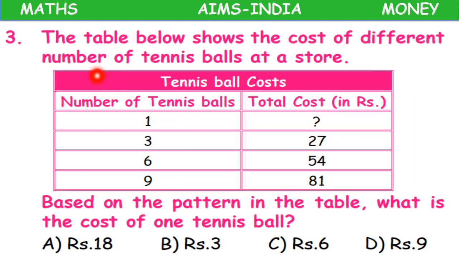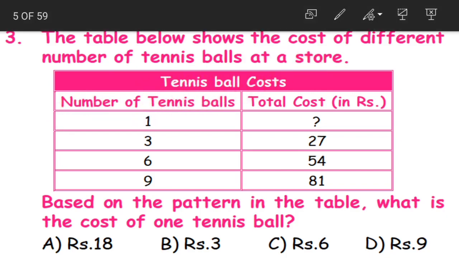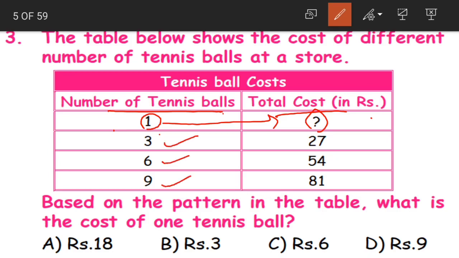Next question 3. The table below shows the cost of a different number of tennis balls at a store. What is the table here? It shows the cost of different number of tennis balls. If you look at the table here, we are having number of tennis balls and the total cost. The cost of one tennis ball is not given for us. Yes, children, the cost of one single tennis ball is not given, but the cost of 3 such balls, 6 balls and 9 balls is given for us.